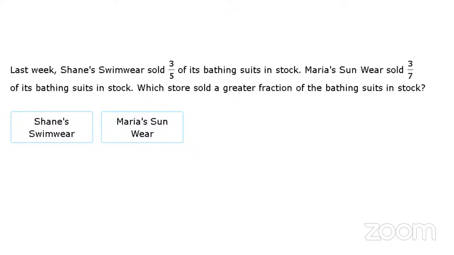All right, so yes, 3/5 must be greater than 3/7, and that was also shown in what we just did. So Shane's swimwear sold a greater fraction of bathing suits. Great. All right, nice. Let's move on to our next question. And you're doing so good so far, guys.